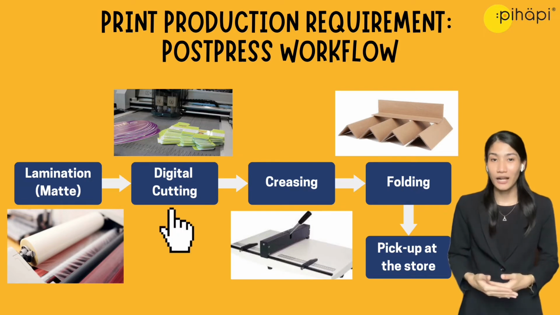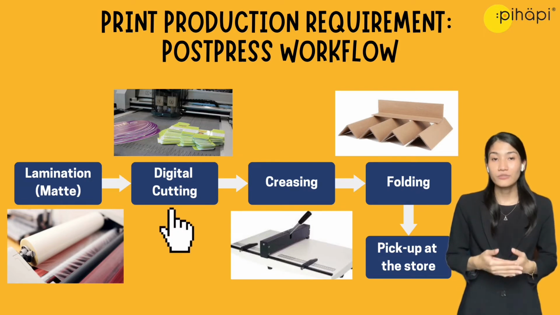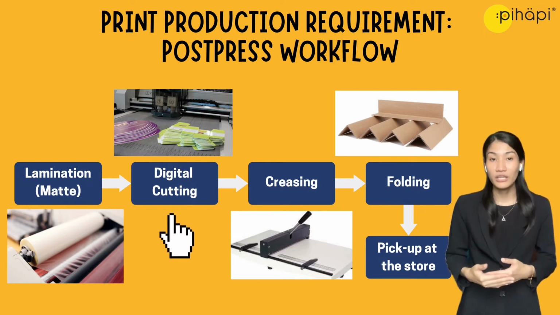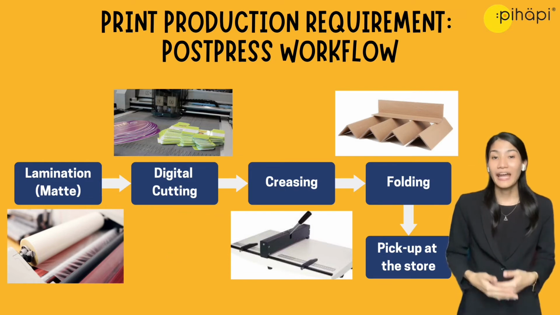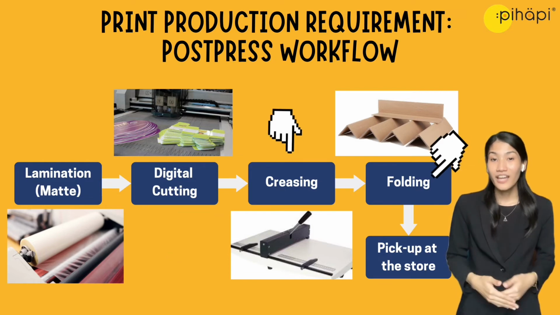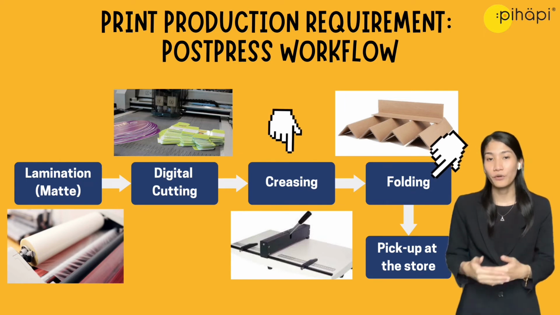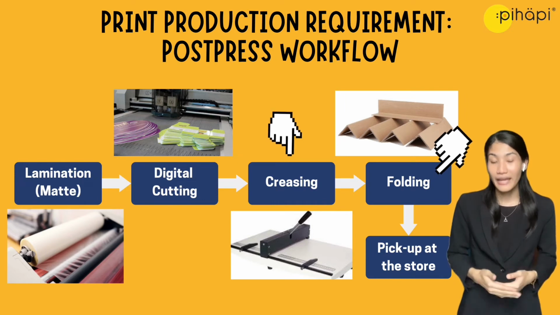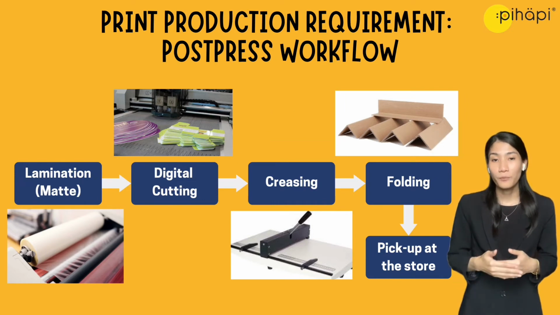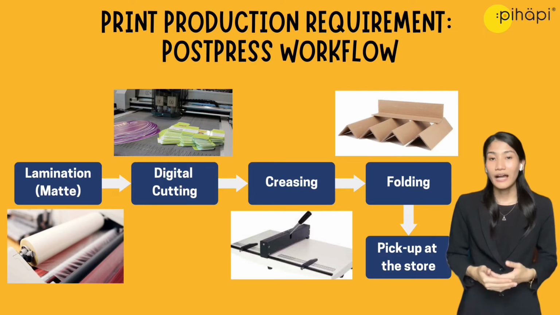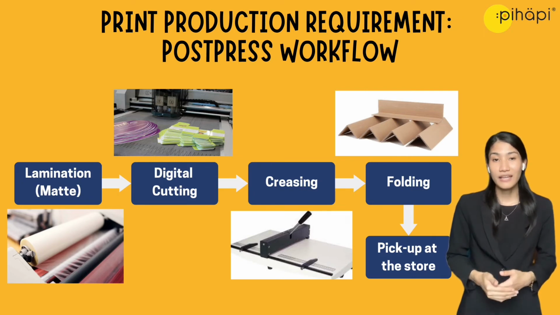Next is the digital cutting. Digital cutting is suitable because the packaging has a unique shape and the process is quick. And finally is creasing and folding. The purpose is to make well-defined folding lines which facilitate the folding operation and provide the conditions for the packaging to obtain its intended shape and function. After all of the processes have been completed, I then pick up the packaging myself at the store.